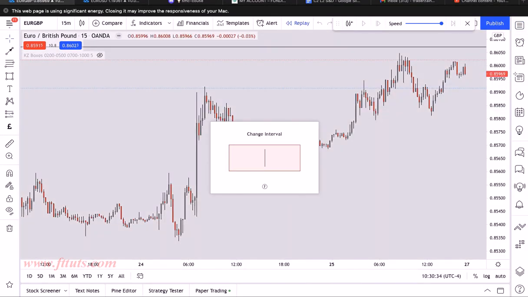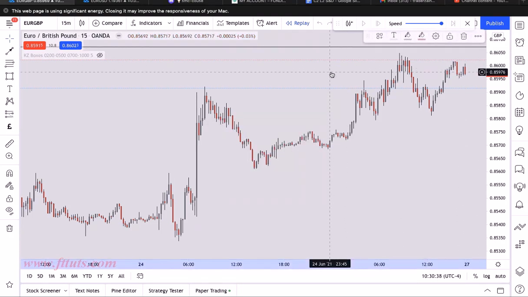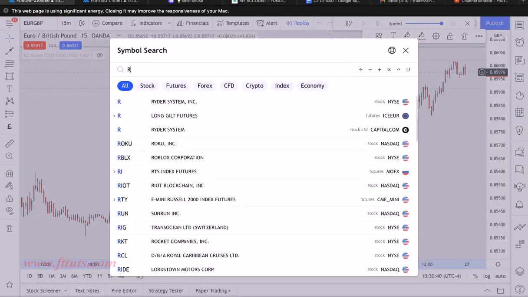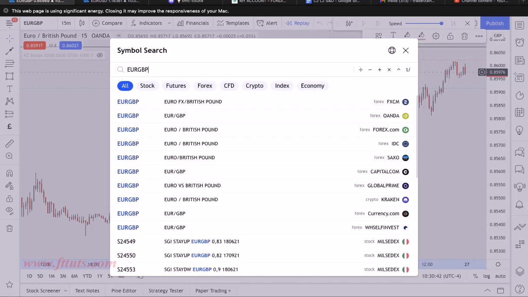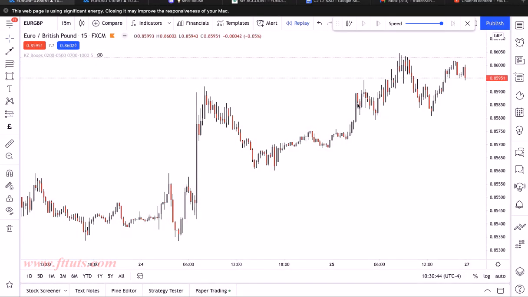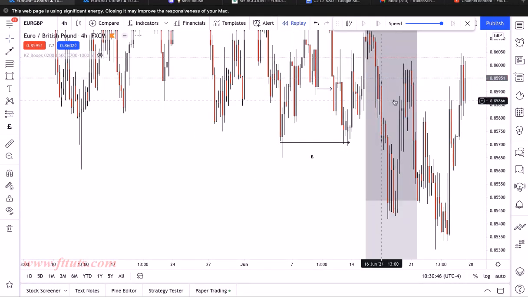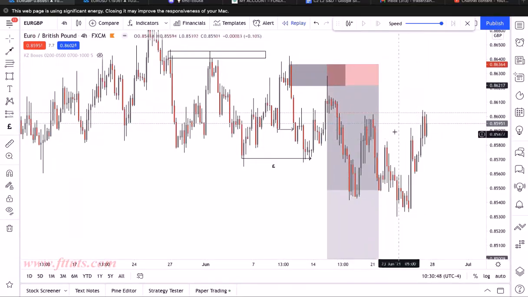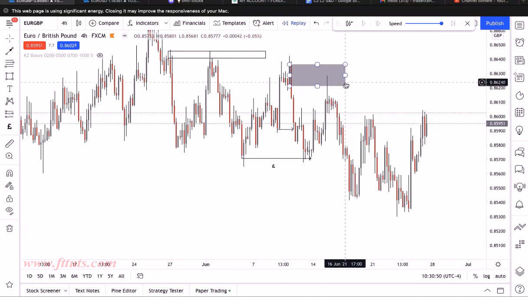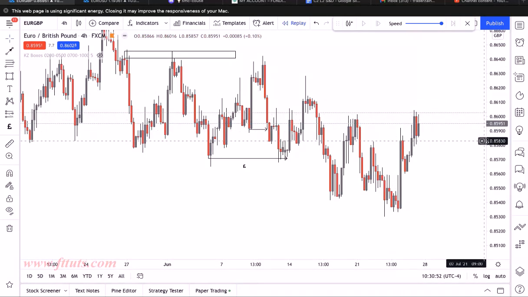Actually, let me take out a fresh chart because I already got my drawing on this one. What's going on? Euro GBP. Sweet. Head back to that 4 hour. And let me show you guys why I took this entry.